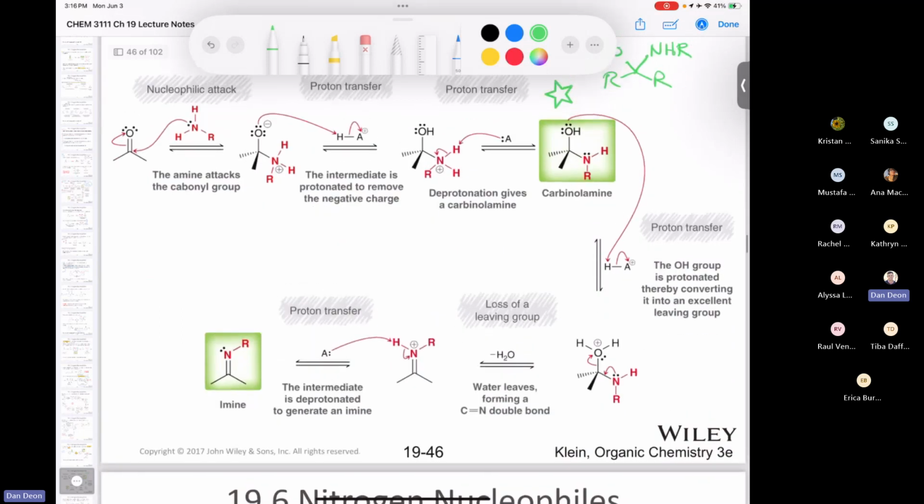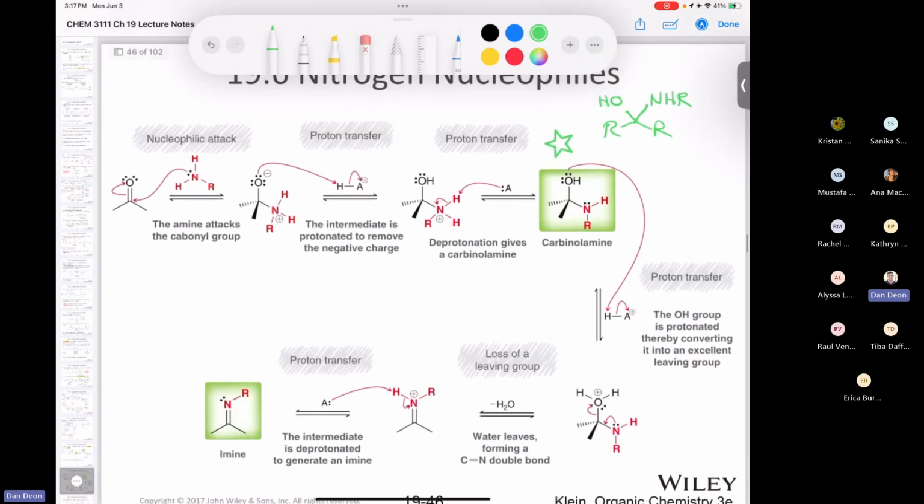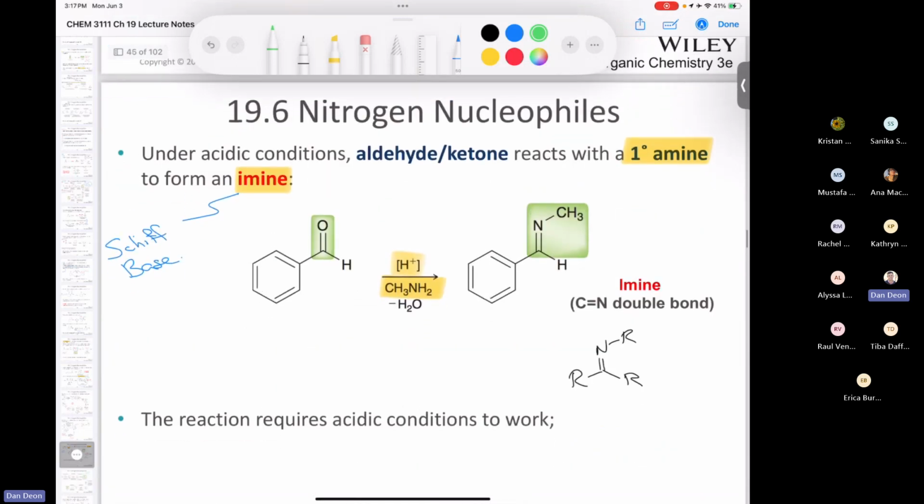Then you do another proton transfer to convert the hydroxyl into a good leaving group. A loss of water is your leaving group, then another proton transfer, and you get the imine. Again, I don't really bother my students with this mechanism a whole lot. The main thing is that you know what the reaction is.